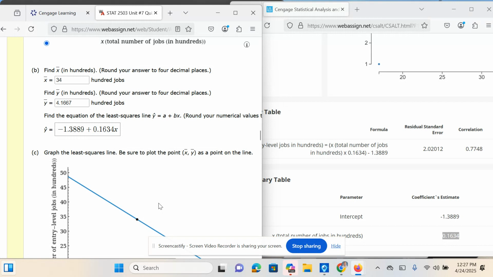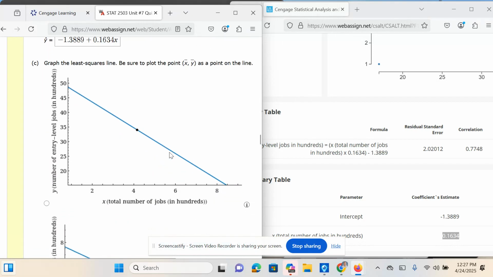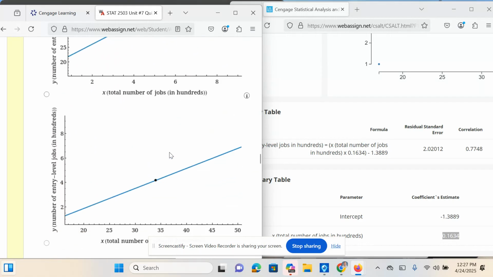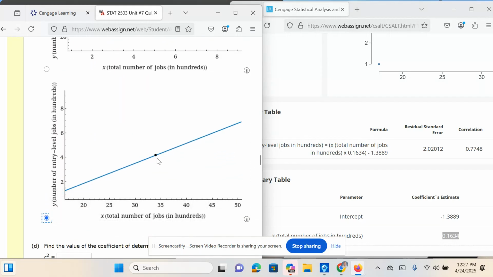Graph the least squares line. So what I want to see on this line is I want to see a positive association, and I want to see the coordinate 34, 4.167 on there. So right there.